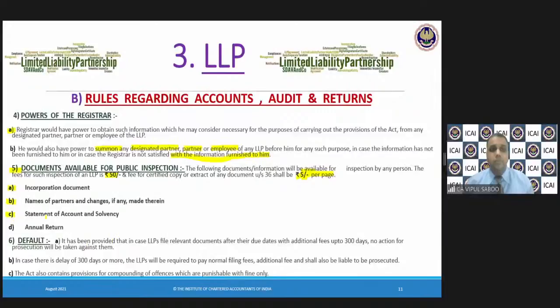Statement of account and solvency, annual return. So these are the documents available for public inspection.